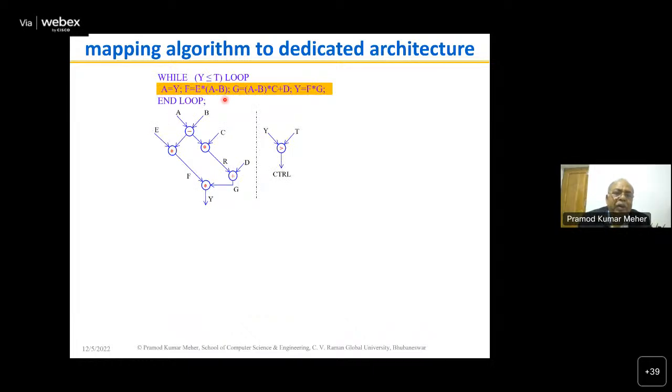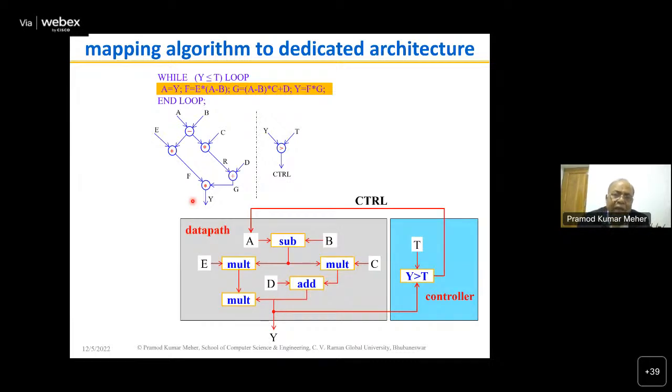So here we have the computation at the top, and it is reflected in its graphical representation. This side is your computation, here is the control. For the control, while y is less than or equal to t, this computation has to happen. As soon as y becomes greater than t, the computation is stopped. So that control is to be implemented. If we have enough hardware, then we take a subtractor, three multipliers, and one adder, and this graph is directly mapped to the data path.